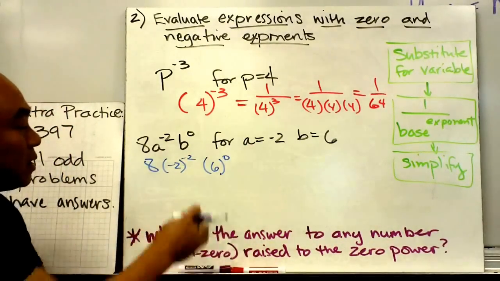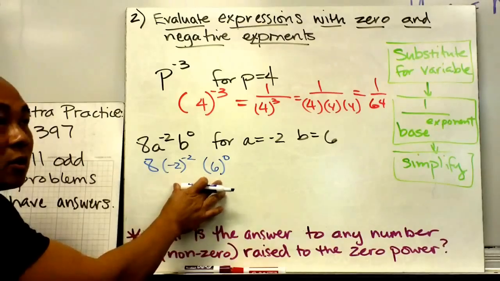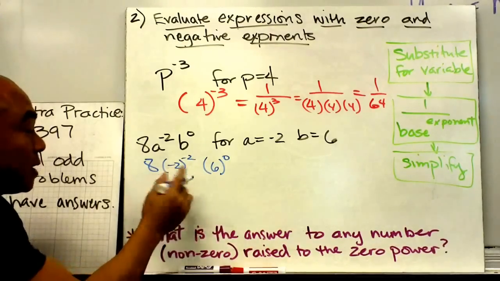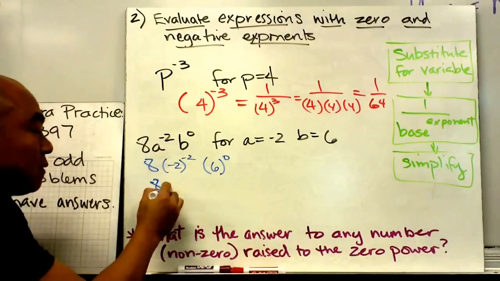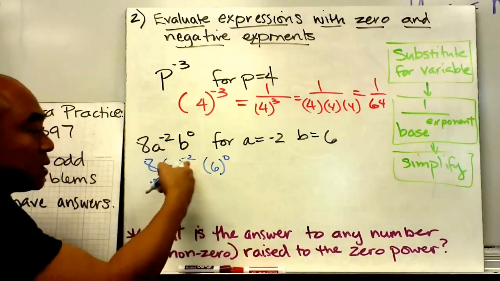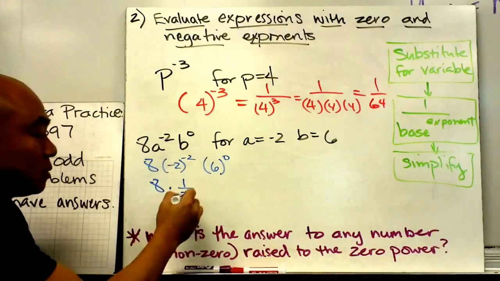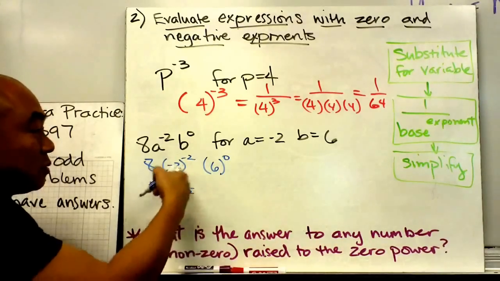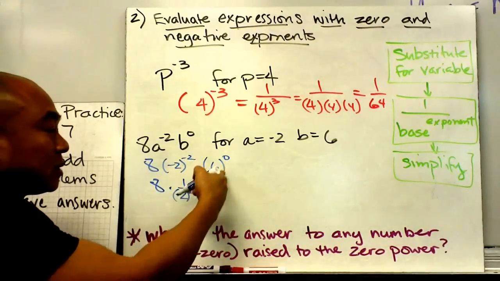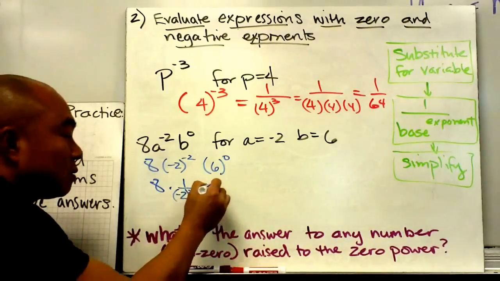So let's solve it out. Your exponents come first, before you multiply. So it's still going to be 8, times 1, because that's our negative 2, over 2 to the 2nd power, negative 2 to the 2nd power, and then here it's going to be 6 to the 0 power, which is times 1.